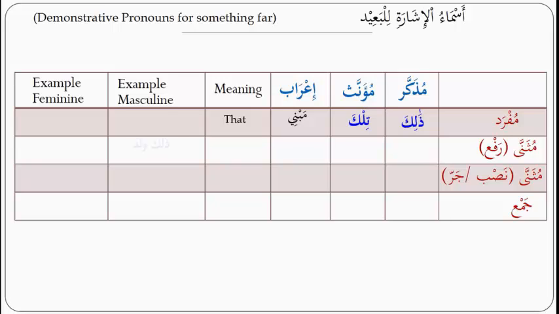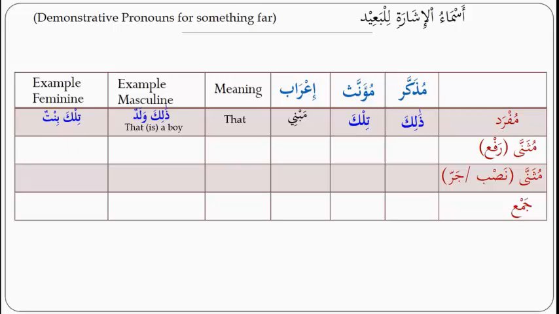That is. And an example in the masculine is dhalika waladun. Dhalika waladun. This is a complete sentence in Arabic, and it has the meaning of "that is a boy." The "is" is implied. If you translate it literally, it would not give you a good complete sentence in English, but in Arabic, it's a totally complete sentence. It's made up of a subject and predicate.